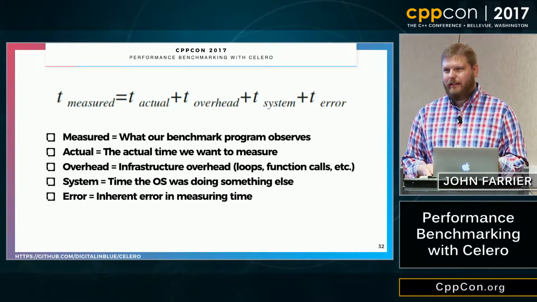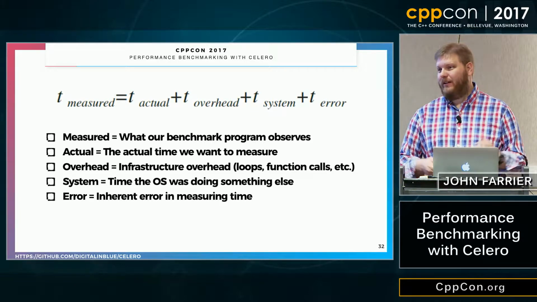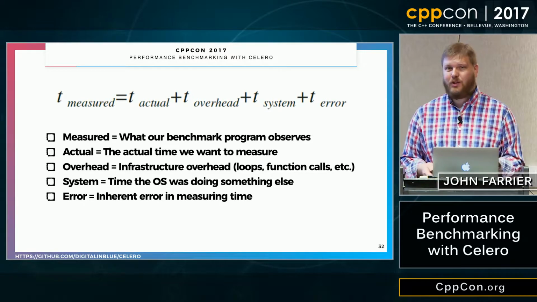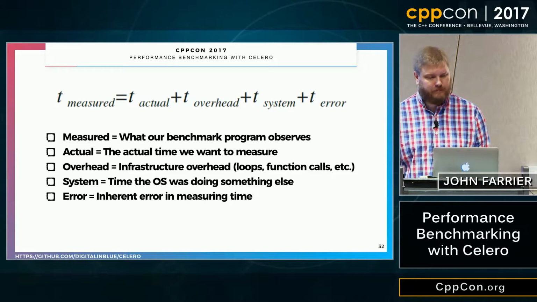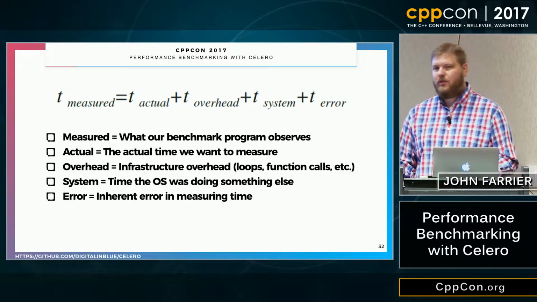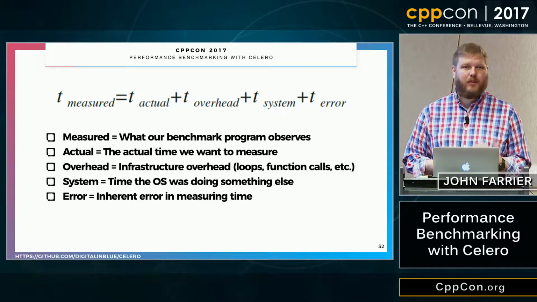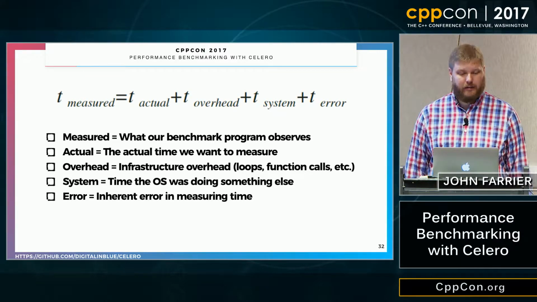T actual is the time it took to do the actual work we're trying to measure. If you could make any changes here, you would just have T measured equals T actual, and that's the perfect number. We just can't get there because there's other things that are always going to be in the way. One of those is overhead. That's the loop construction, function calls, kind of the scaffolding that's in the benchmarking architecture itself. There's going to be some overhead there.